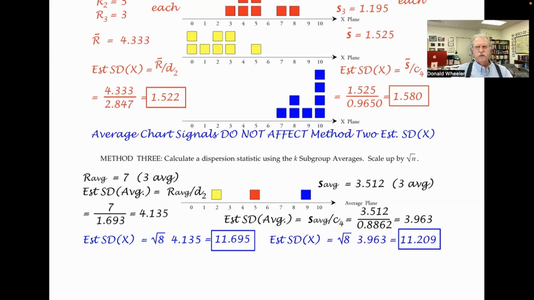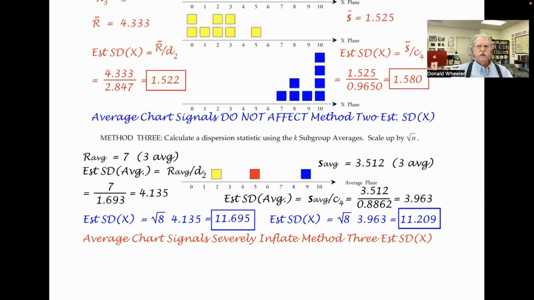So what did our signals do to method 3? Average chart signals severely inflate method 3 estimates of the standard deviation parameter.